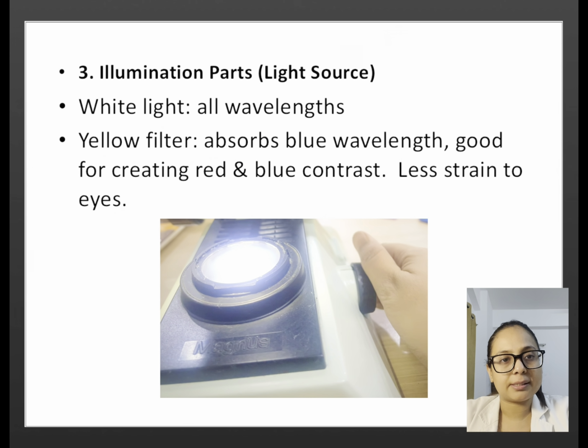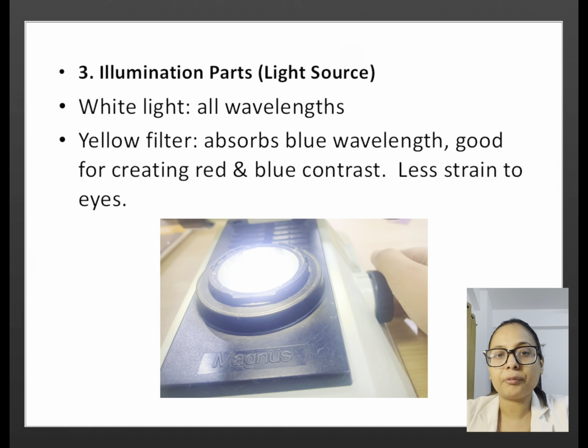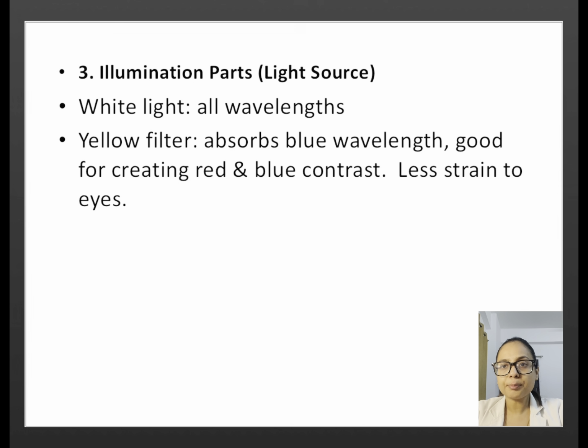Coming to the illumination system. These parts control the amount and focus of light. Most microscopes use a white light. A yellow filter is sometimes used to improve contrast and reduce eye fatigue during prolonged slide viewing.